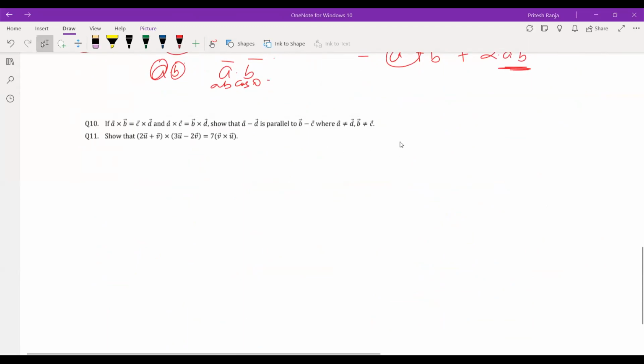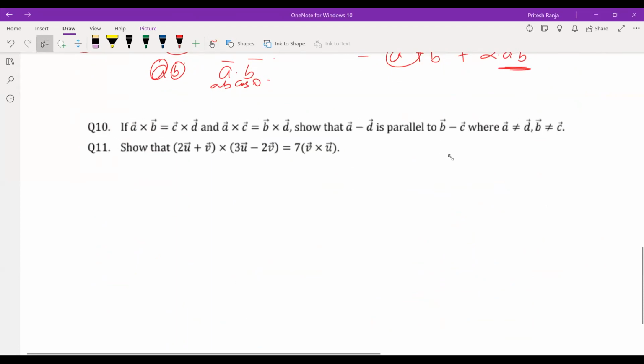Okay, number 10, look. Number 10. If a cross b is equal to c cross d, and a cross c is equal to b cross d, show that a minus d is parallel to b minus c.